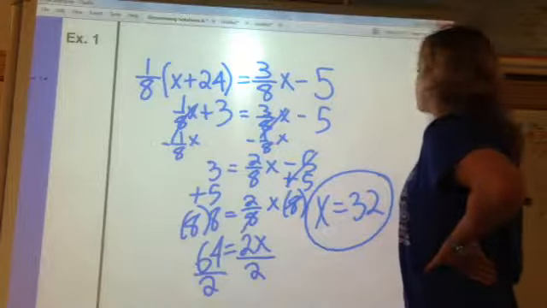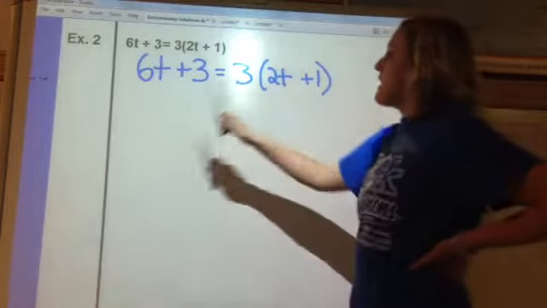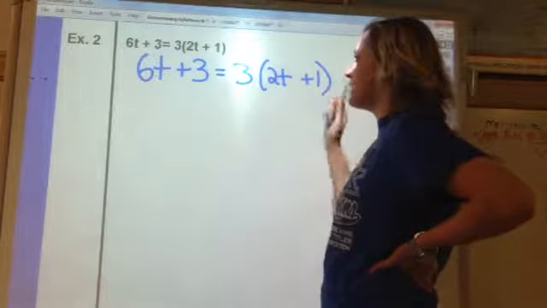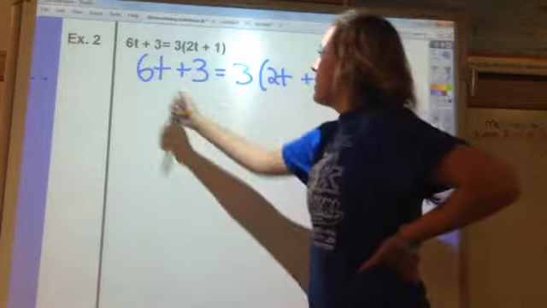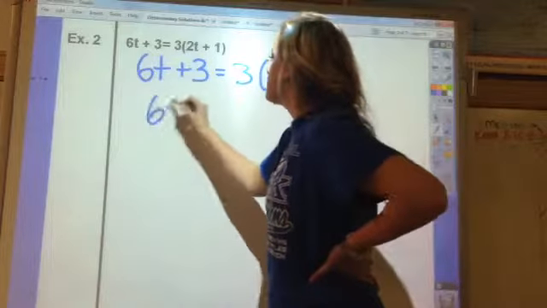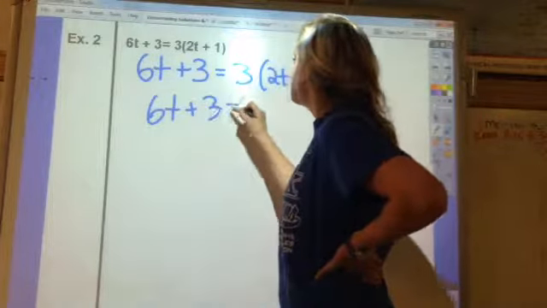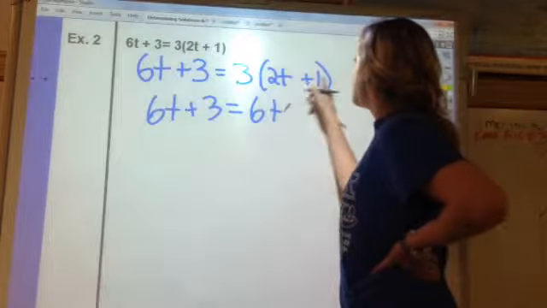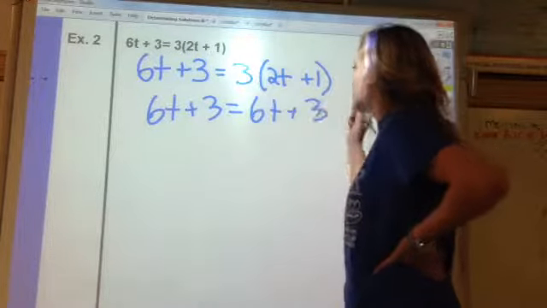Let's do another one. Alright, if I have 6t plus 3 equals 3 times 2t plus 1. Make sure you have this one down as well. This side, I don't have to distribute. I can just bring it down. This side, I do have to distribute. 3 times 2t will give me 6t. 3 times 1 will just give me 3.